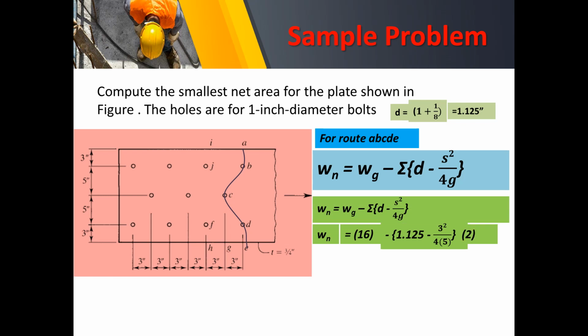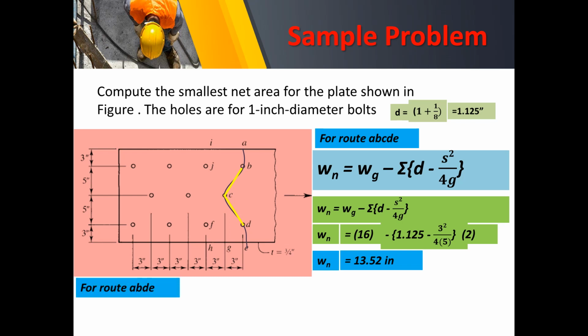We'll be having the pitch, this one. So if there is diagonal, there will be a pitch equal to 3 inches, and the gauge distance of 5. We also have here another one, so there will be 2. That is why 2 is being multiplied here. Therefore, we will come up with a value of 13.52 inches.